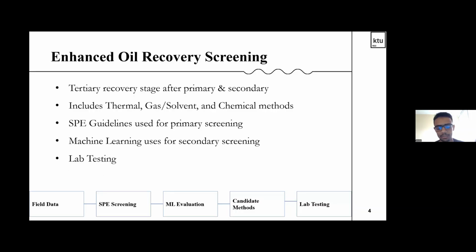Firstly we collected field data, then we used SPE screening, then after SPE screening we used ML algorithms for further screening. Then based on SPE screening and ML evaluations, we chose which method we can use for lab testing. Then we did lab testing for the best candidate.